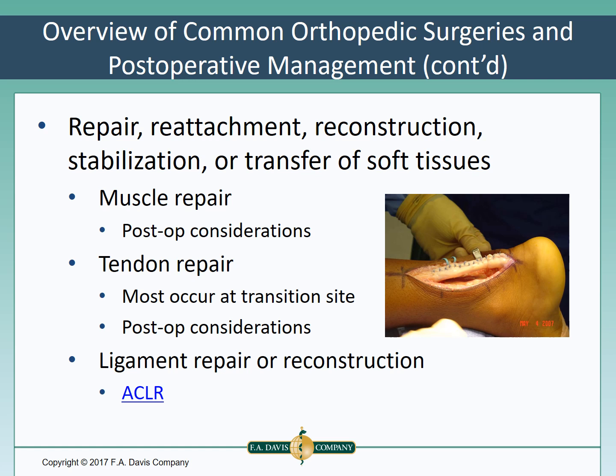I can do active contraction of the antagonist. So if it's the gastroc, the antagonist would be the tibialis anterior within a protected range. That would be okay. We want to avoid passive stretching into where it would stretch the Achilles out. So I wouldn't do passive stretching into dorsiflexion, because that could potentially re-tear what was just sutured together, if that makes sense.